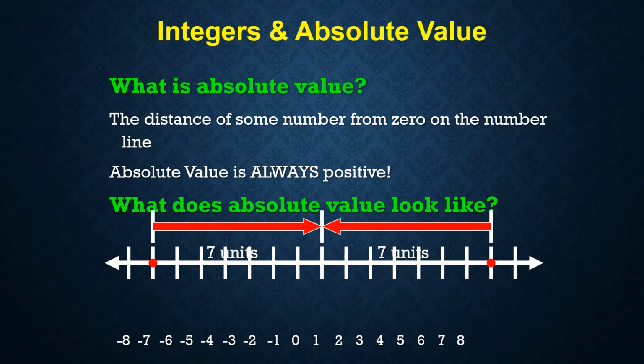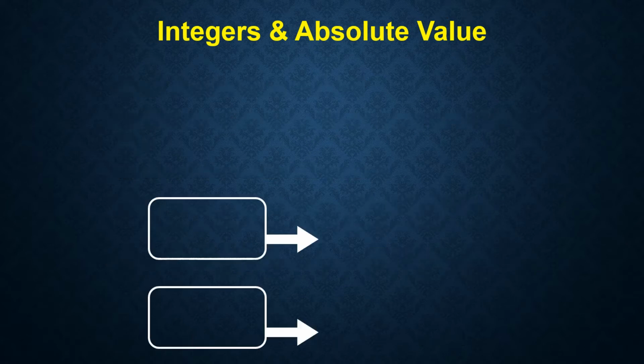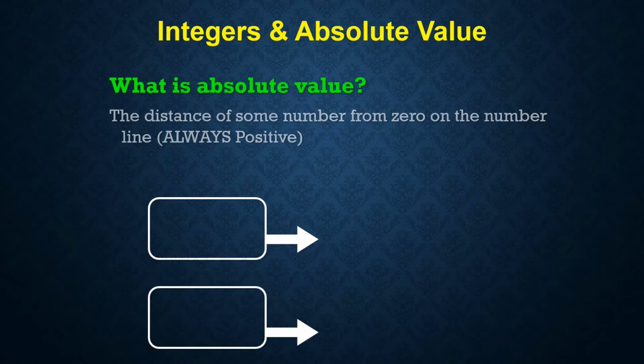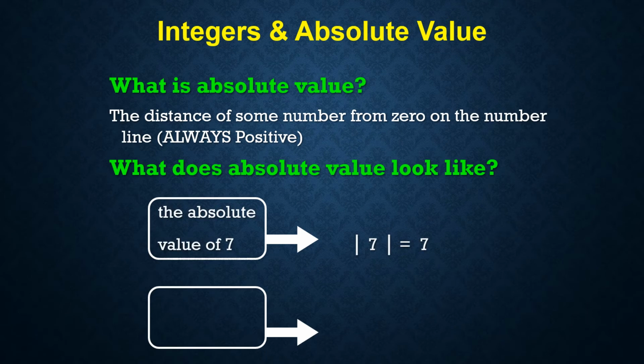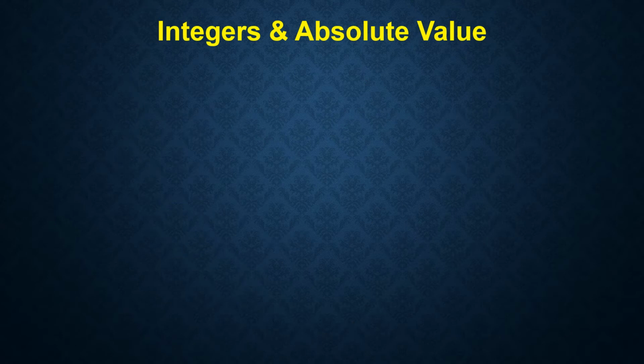Okay, see here, 7 units, 7 units. Distance is positive, so the absolute value of minus 7 is also positive, and the absolute value of 7 is also positive. The distance of some number from 0 on a number line is always positive. Now see, the absolute value of 7 is 7, and the absolute value of minus 7 is also 7.